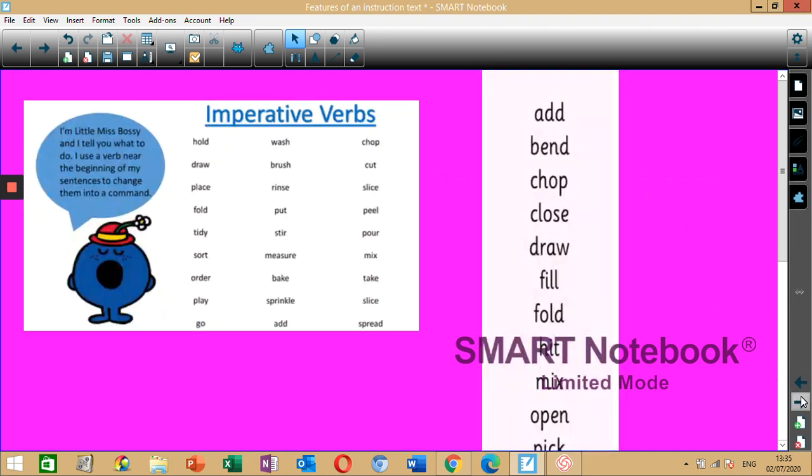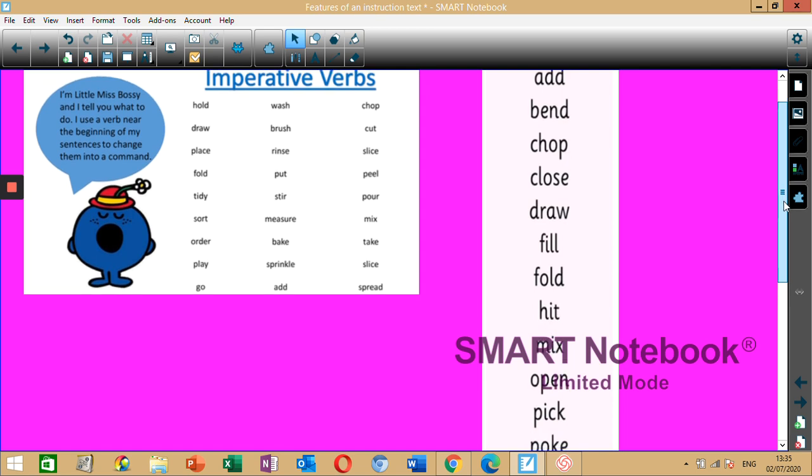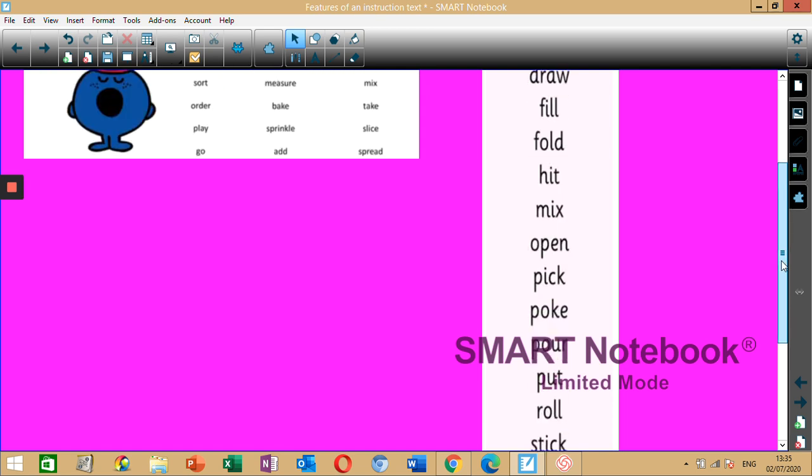Now remember, you must include imperative verbs. So these are all examples of imperative verbs, and I'll add them to the school online learning platform so that you can take a close look and see which one is relevant for your instruction text. So over here it says, I'm Little Miss Bossy and I tell you what to do. I use a verb near the beginning of my sentences to change them into a command. So over here, these are all examples of imperative verbs that you can use.